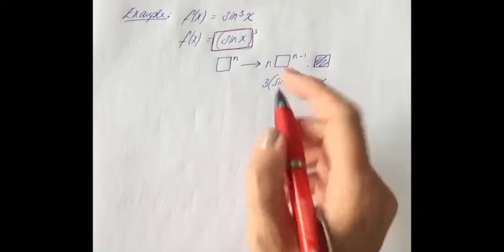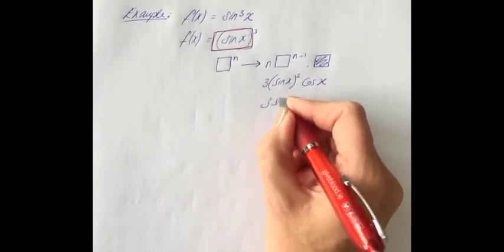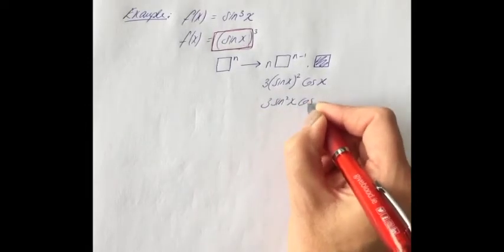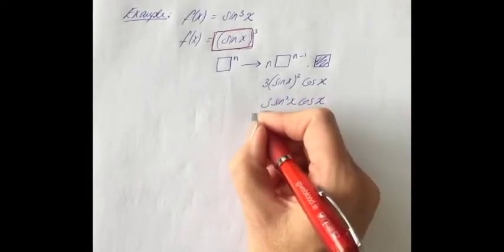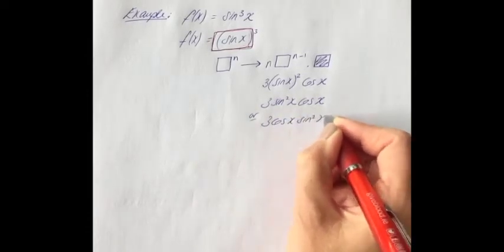And then rewriting that, sine x to the power of 2 is of course sine squared x. So we have 3 sine squared x cos x, or it can be written as 3 cos x sine squared x.